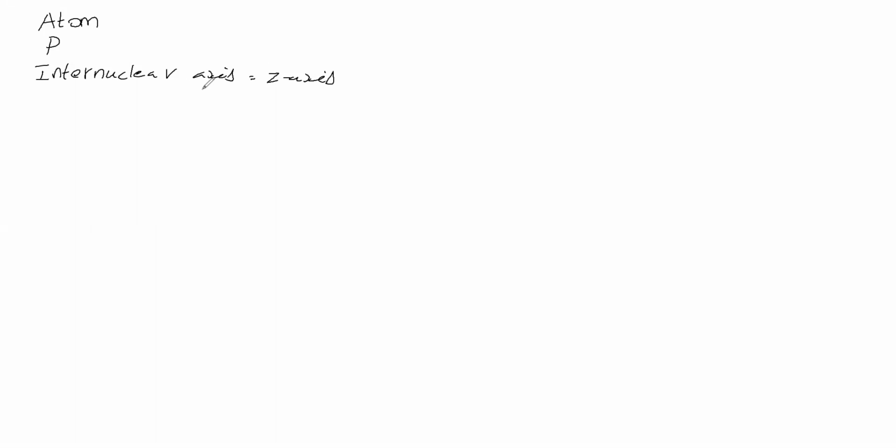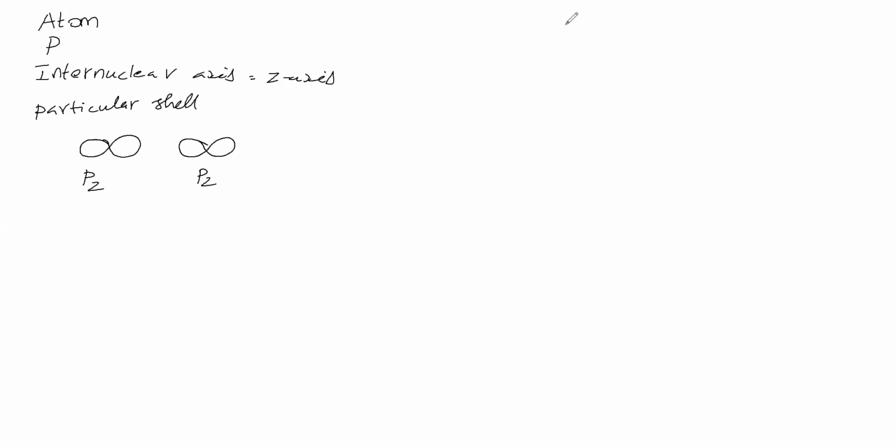Now we will consider p orbitals, in the sense of a particular shell. In that shell we are considering, suppose, the pz orbital. It is one atom's pz orbital, and another atom's pz orbital. The principal quantum number remains the same.